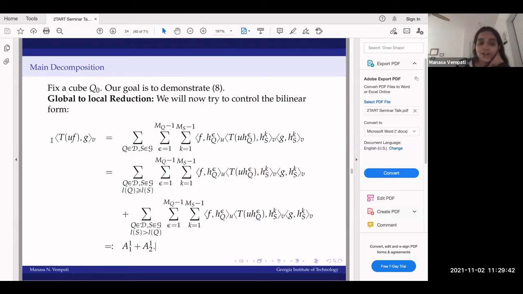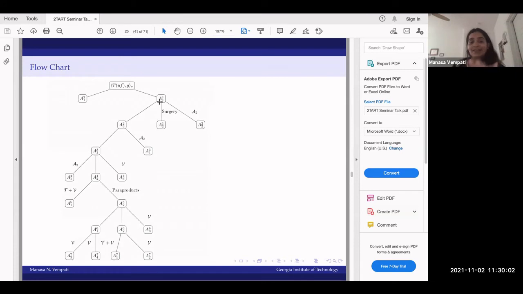So now, in order to prove some kind of control for my bilinear form, I can prove the control for both of these pieces. And if you observe closely, both of these pieces are symmetric to each other. So instead of working on each of them, it's okay if I just work on one of them and show my results.